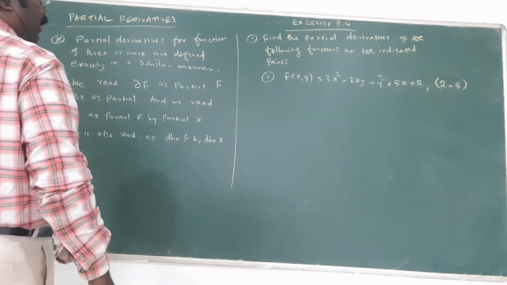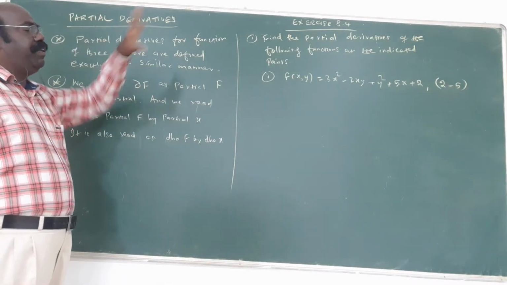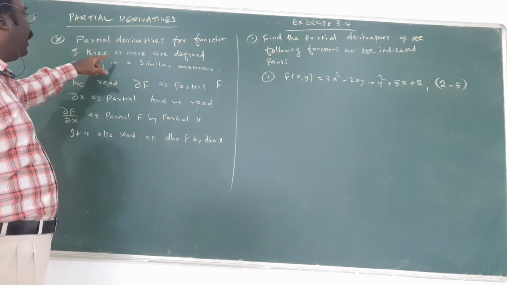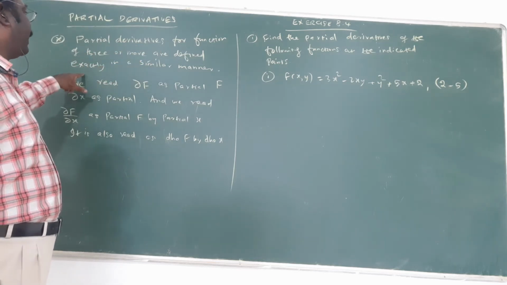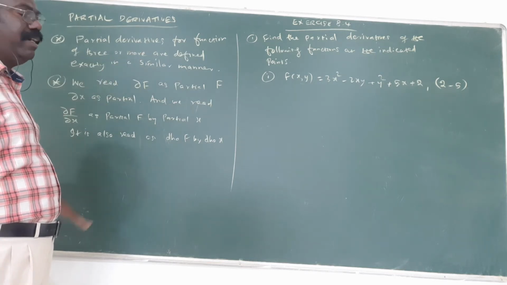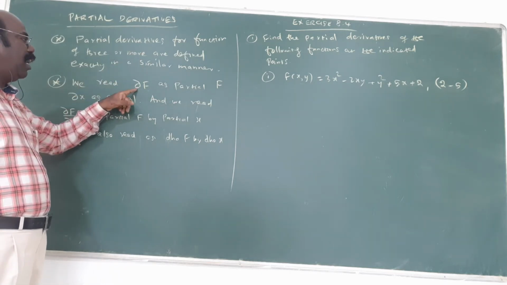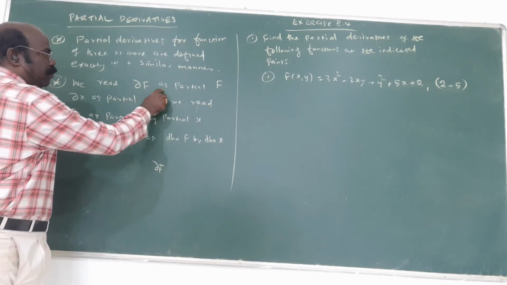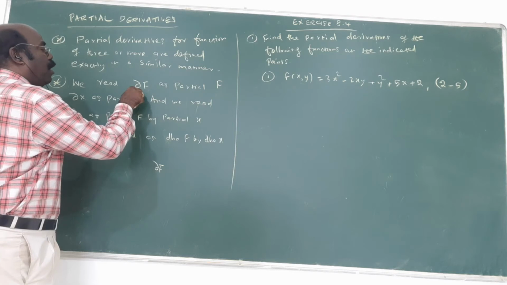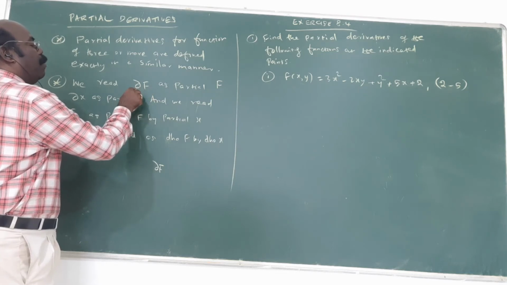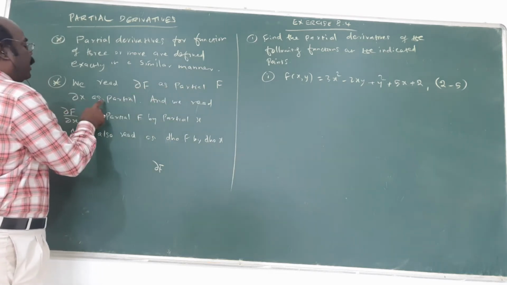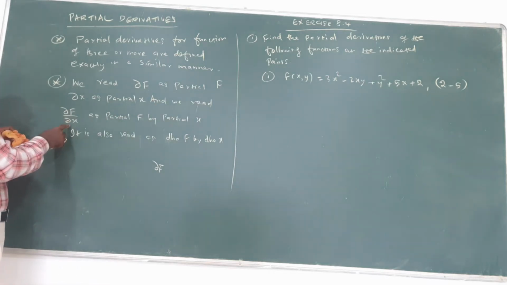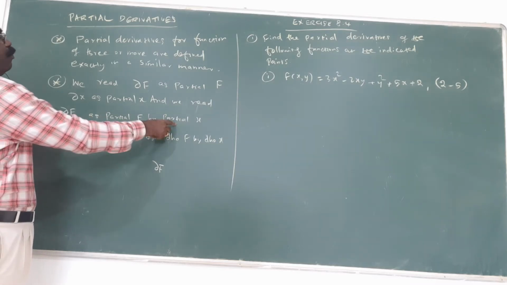Now listen here. The next one is the partial derivatives. The partial derivatives for a function of 3 or more variables are defined exactly in a similar manner. We read this as "del", not d. "Del f" means the partial derivative with respect to this one. Del f as partial of f, del f as partial x. And we read it as del f by del x, partial f by partial x.